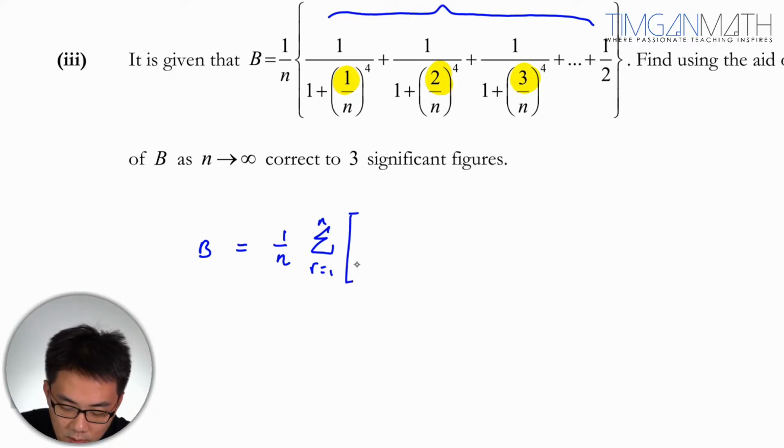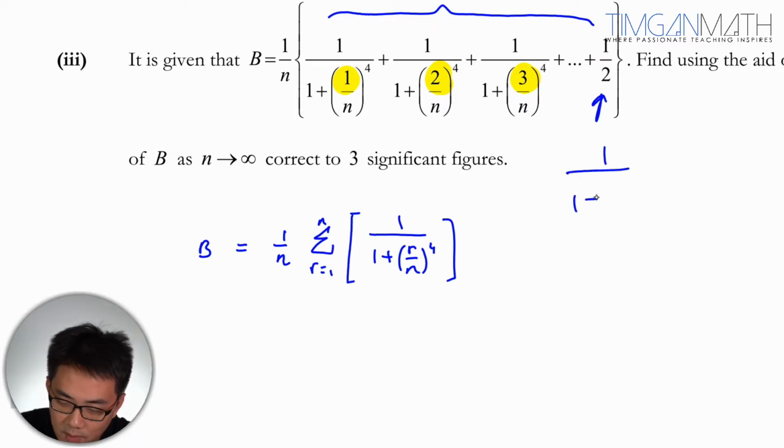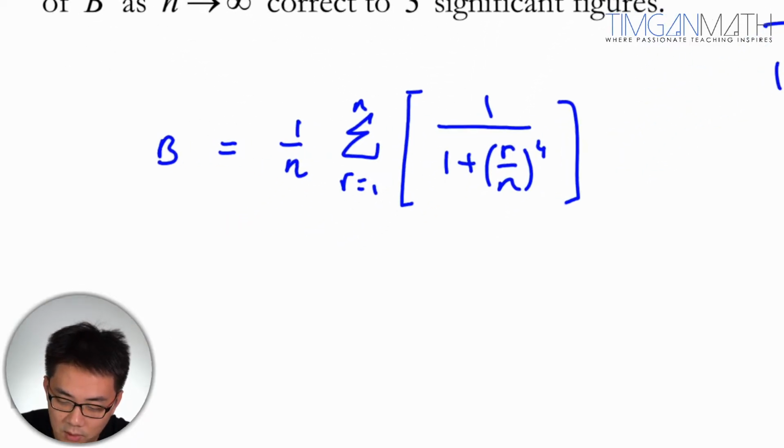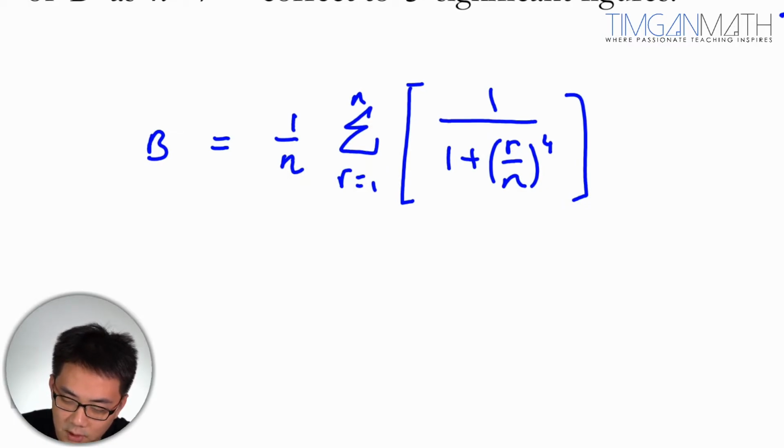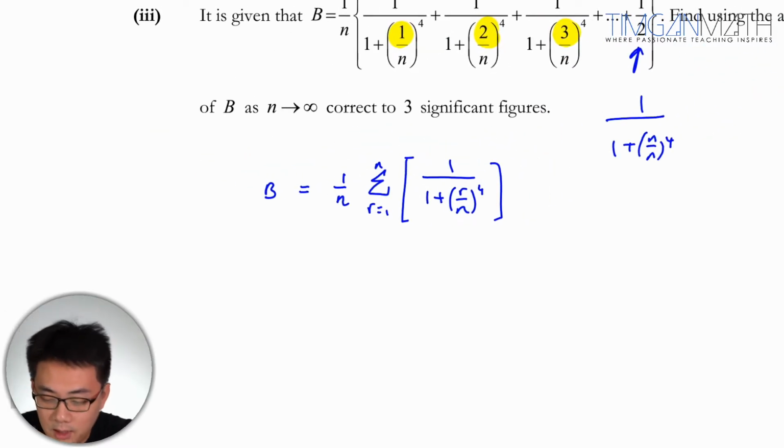So in this case, if we want to do this, the general term will be 1 plus r over n to the power of 4. This is the formula that we're using. So just check: the last one will be 1 plus n over n to the power of 4, right? So that's how you get this form here. R, great. So this is our general form.